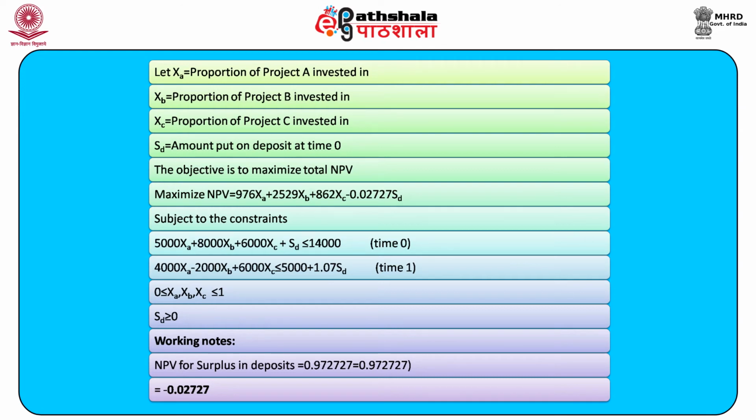Working notes. NPV for surplus in deposits is equal to minus ST plus 1.07 upon 1.1 ST, which is equal to minus ST plus 0.972727 ST, which is equal to ST (minus 1 plus 0.972727), which is equal to minus 0.02727 ST.